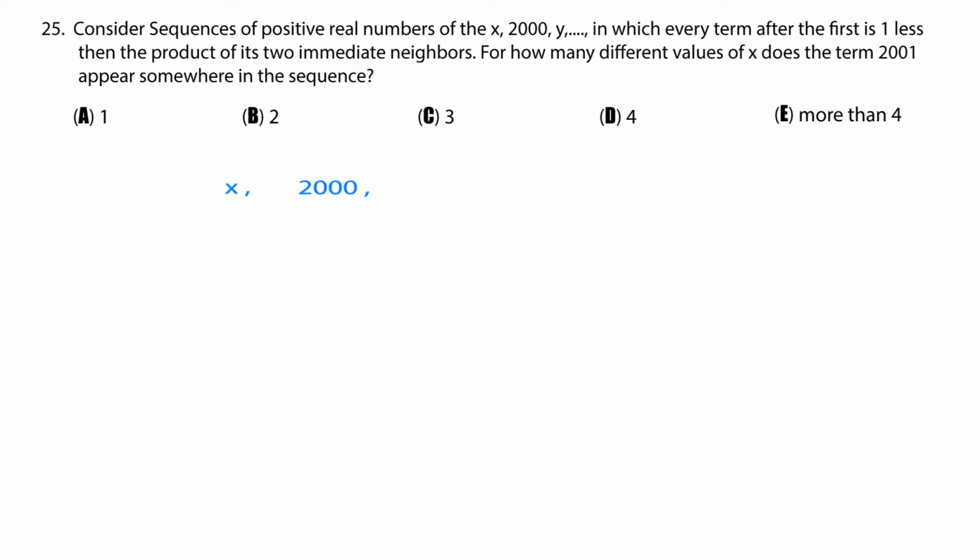Okay, so we've got x, 2000, y, and then we keep going like that. They're saying there's a fundamental property that every term after the first is equal to one less than the product of its two immediate neighbors. So that means 2000 is equal to one less than the product of its two neighbors, like this. I hope you understand that.